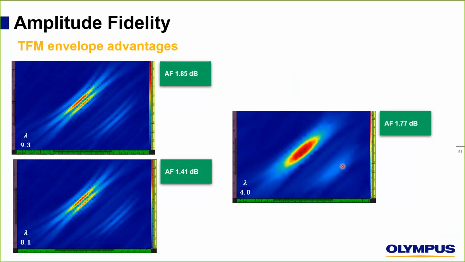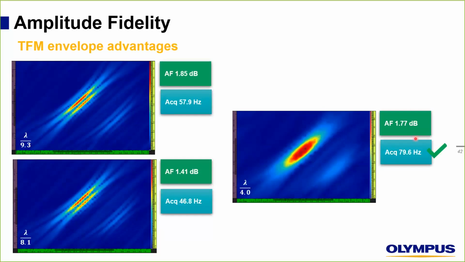Here, because we are discussing the acquisition rate as well, I wanted to show you that for very comparable amplitude fidelity values, here we have two pictures with no envelope. The first one is at 1.85 dB. The second one is at 1.41 dB, with a resolution of 9.3 points per wavelength here and 8.1 there. If we apply the envelope, we can compare the amplitude fidelity, because they are very comparable. But by applying the envelope, we can reach an acquisition rate of 79.6 compared to 57.9 here and 46.8 here. So the conclusion is that for comparable amplitude fidelity values, or without changing the amplitude fidelity, by applying the envelope, we can increase our acquisition rate.